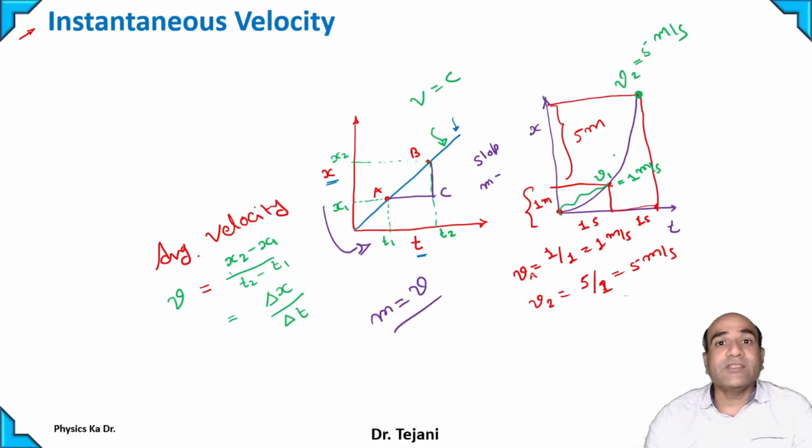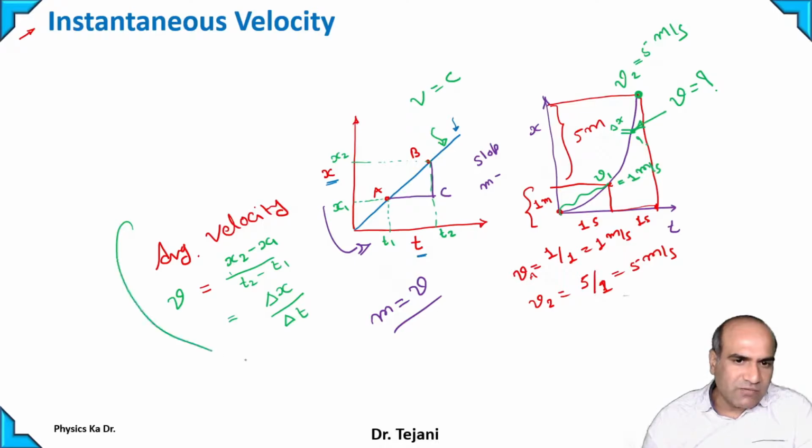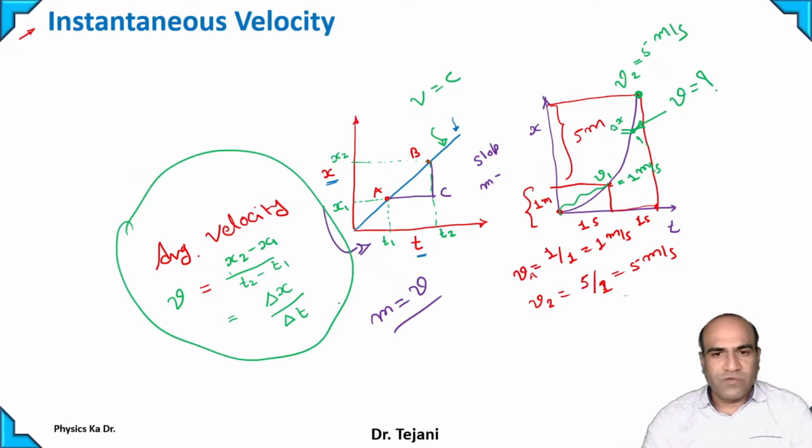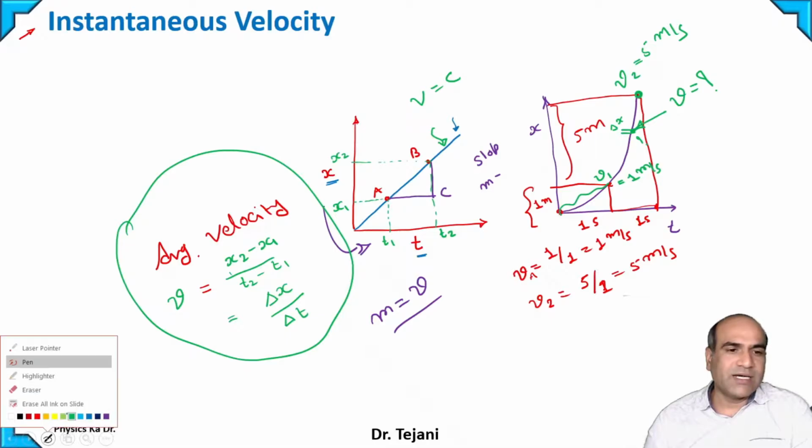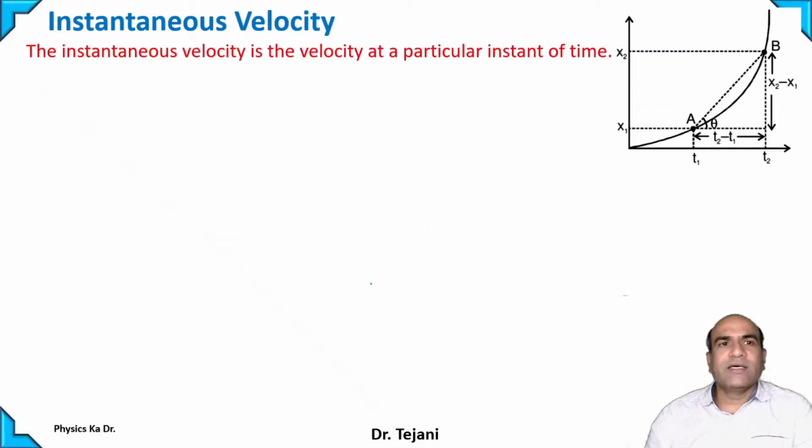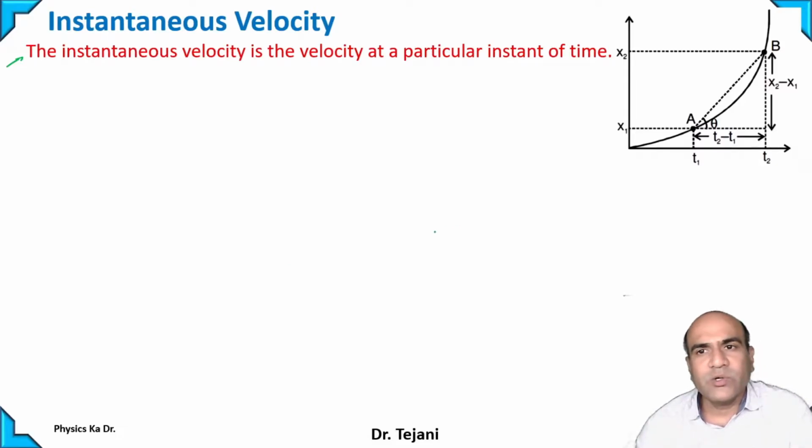And therefore instantaneous velocity is required. Say for example, at this particular point, what is the velocity? If I want to know it at a very small time, of course the displacement will also be very small, and at that time we cannot use the average velocity equation. We have to have a different equation. Let's see how it works. So what is instantaneous velocity? The instantaneous velocity is the velocity at a particular instant of time. It is for a very small interval of time.